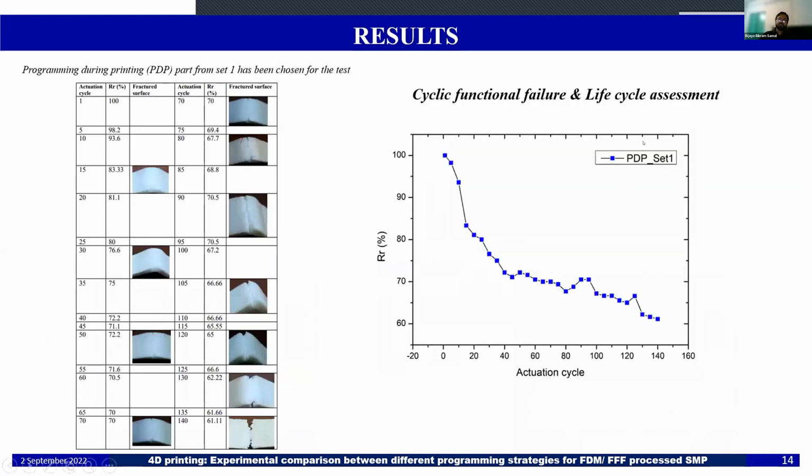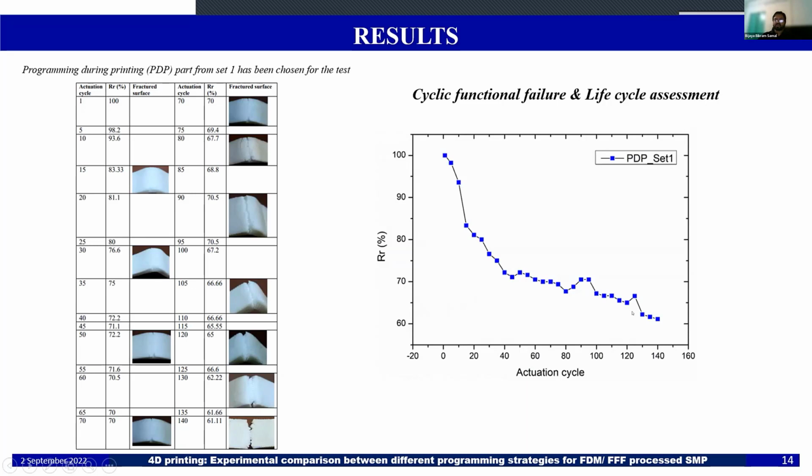Here we have also done a cyclic failure test and life cycle assessment to find out how many cycles it can do the actuation. The best result that we got is programming during printing for set 1. We took one sample and did repeated tests. It performed well up to around 140 cycles, and when we got the failure after 140, before that it was showing around 60% recovery, a decrement of around 40%.